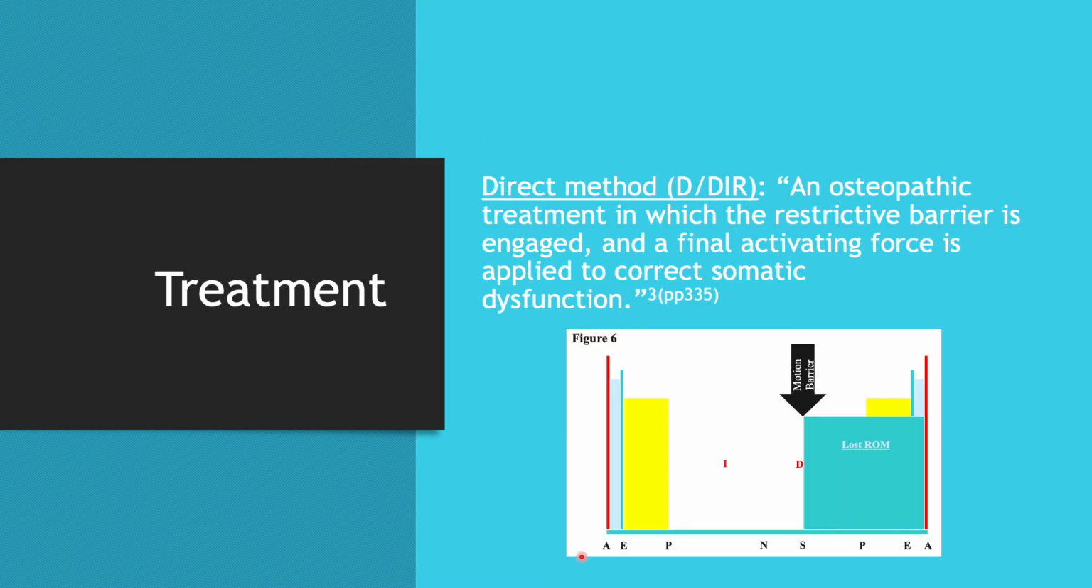Okay, so in chapter 1 of my book, this is figure 6, and what we have here is basically a theoretical model of, we'll say in this instance, rotation or side bending. And here we have neutral, right? We have our physiological barrier, our elastic barrier, and an anatomic barrier, right? And so in rotation to the right, we have lost range of motion, okay, in our previous example, because the patient is rotated and side bent to the left. And so here's our barrier of somatic dysfunction.